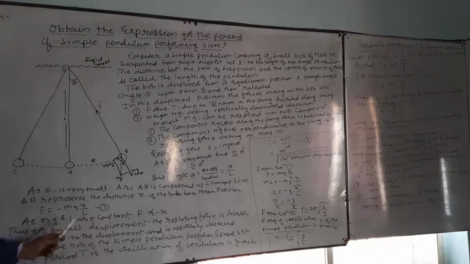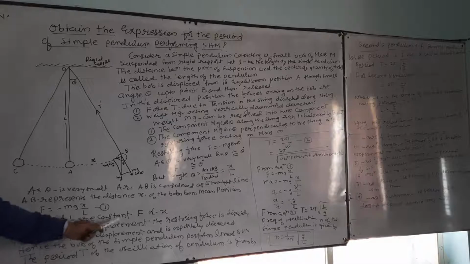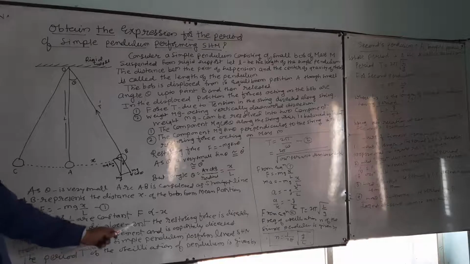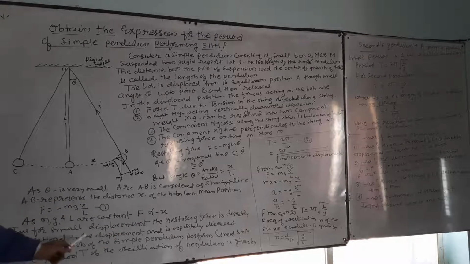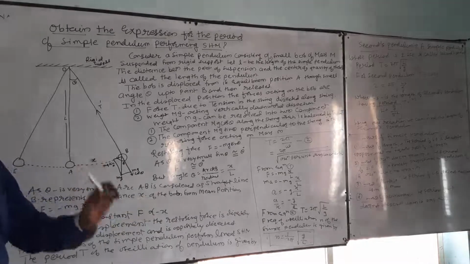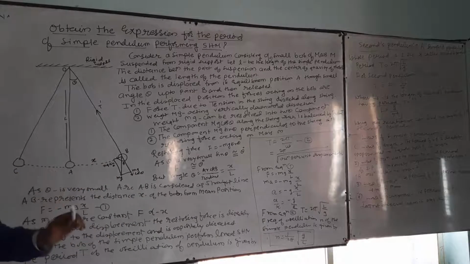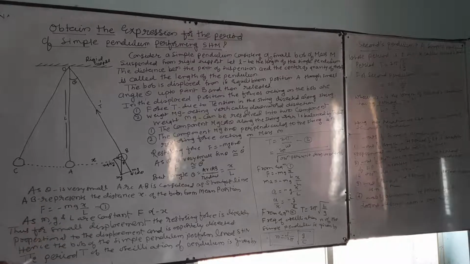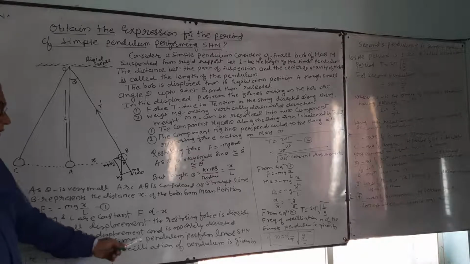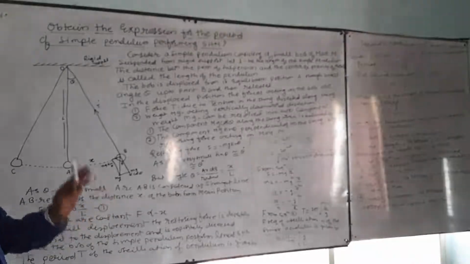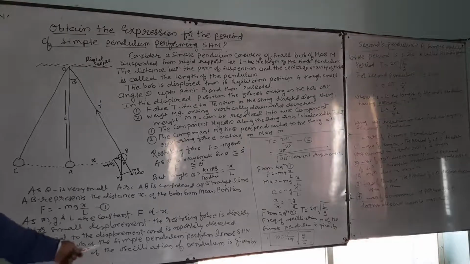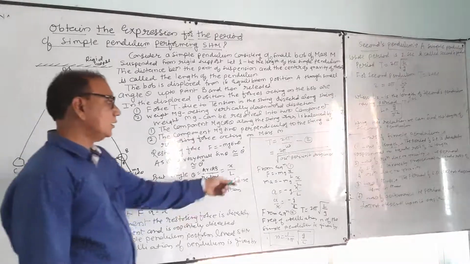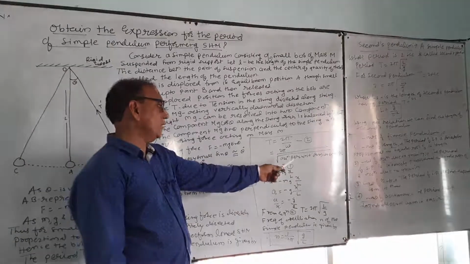This is equation number 1. As mg and L are constant, therefore F is directly proportional to minus x. Thus, for small displacement, the restoring force is directly proportional to the displacement and is oppositely directed. Therefore the bob of the simple pendulum performs linear simple harmonic motion. The period T of the oscillation of the pendulum is given by T is equal to twice pi upon omega. This is equal to twice pi square root of displacement upon acceleration. This is equation 2.